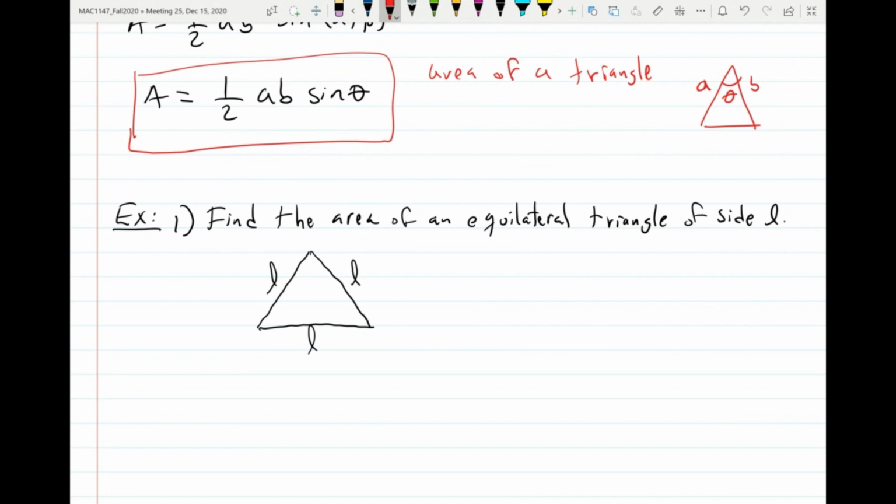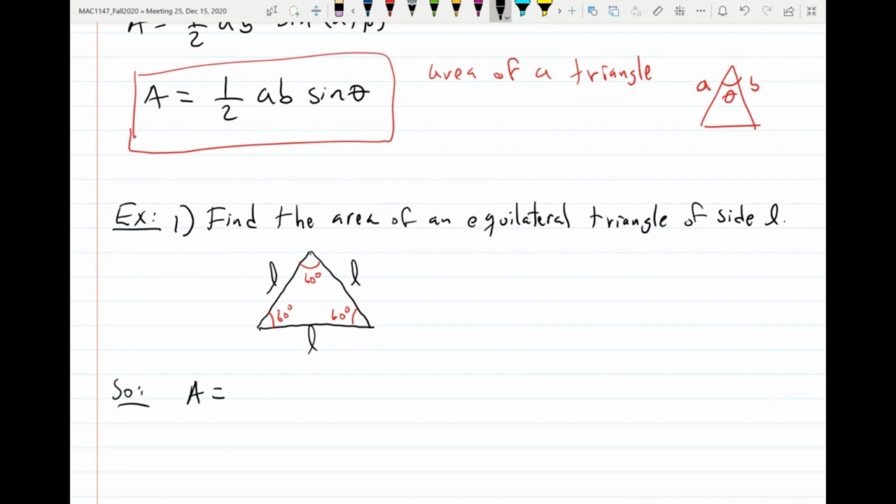Now remember, one property of an equilateral triangle is that the three sides are equal, but also the three angles are equal. Because the three angles are equal, how much do they measure? What's the measure of the interior angles of an equilateral triangle? They are all 60 degrees. Good. So now we can easily apply what we just discussed to find the area.